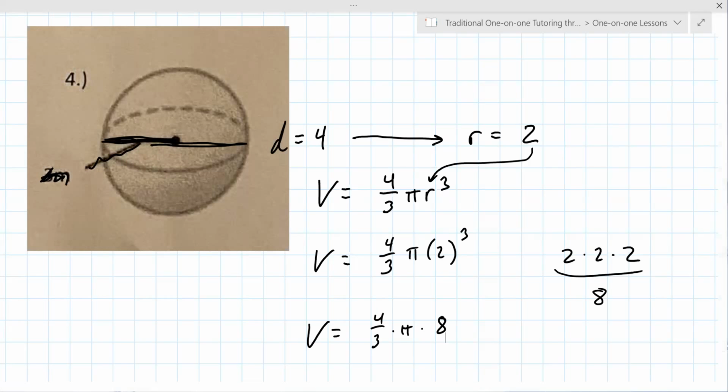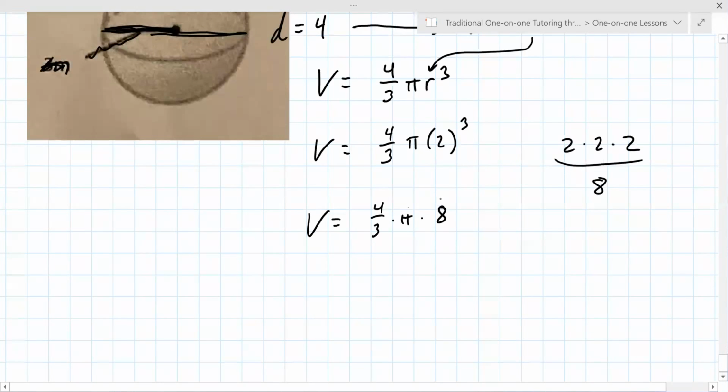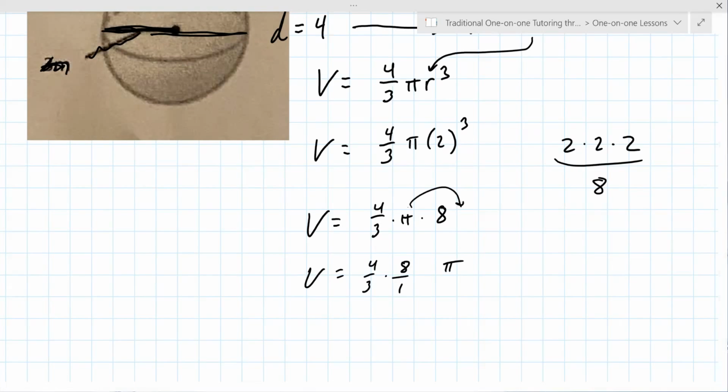And then you do... wait, can you scroll up? Well, we're going to just keep going down here. You rearrange so this 8 comes here and pi goes at the end. This time though, nothing cancels, right? 8 doesn't go into 3, 3 doesn't go into 8. So this time you just multiply the tops, multiply the bottoms. 32/3 pi. So it's 32/3. Yep.